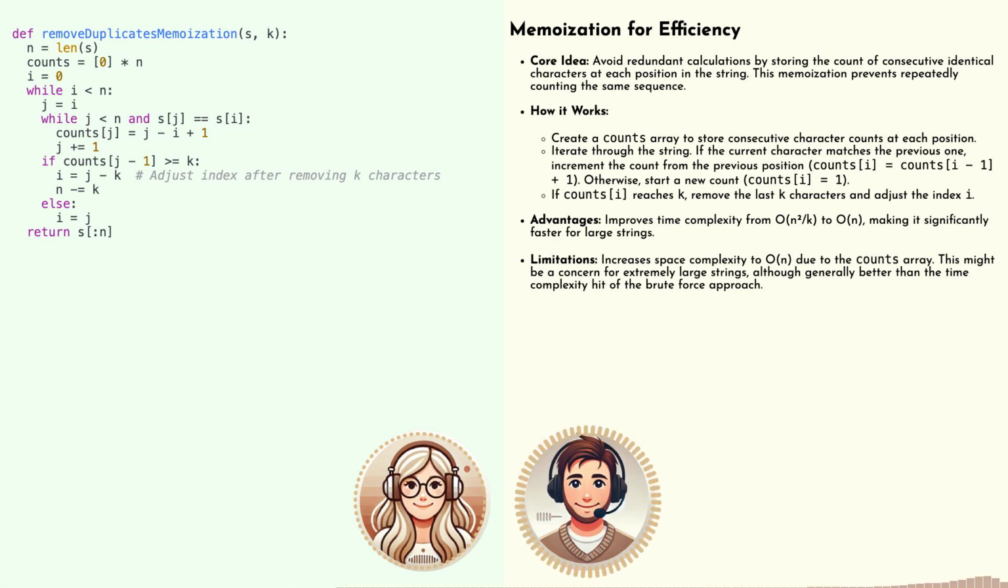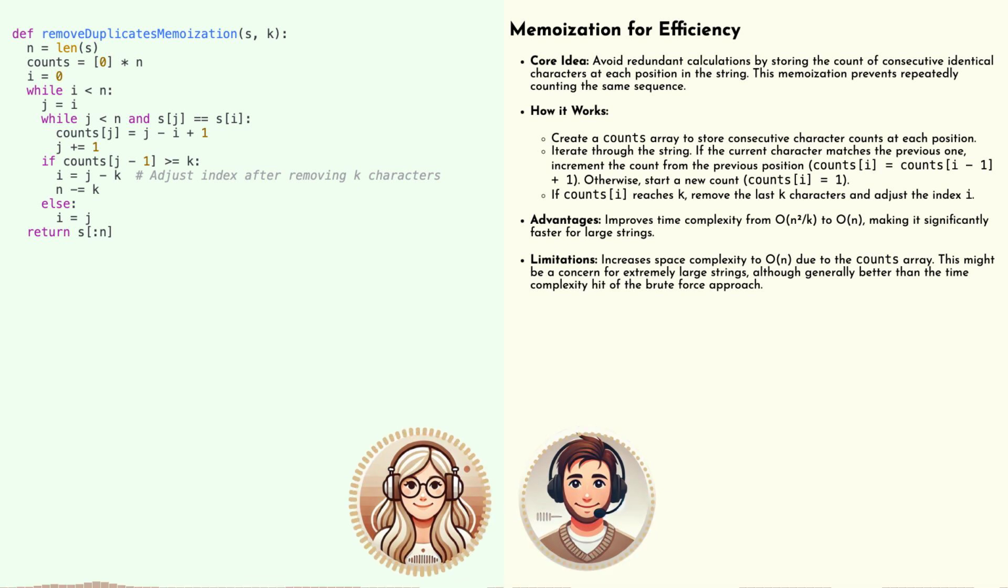Okay, so let me see if I understand this. We would have an array where each element represents the count of identical characters up to that point in the string. Exactly. We'll call it the counts array. All right, I like it. So for our example, abbbaka with k equal to 3, our counts array would look like, hold on, let me think. 1, 1, 2, 3, 1, 2, 3.